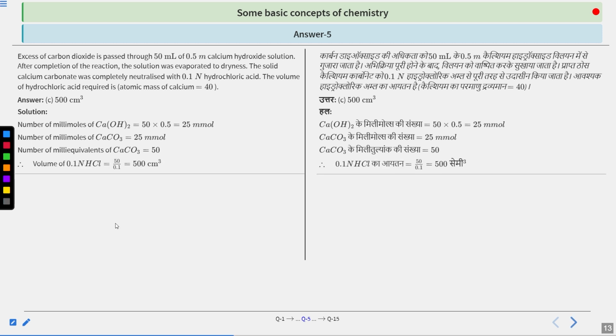So, what is the volume of HCl? N1V1 equals N2V2. Okay, so we have the equivalents. N1V1 will give the equivalents, which is 50. So V1 will be equal to 50 divided by N1. So we simply divide this 50 by the normality, and that will give you 500 centimeter cube of the HCl. So with this 0.1 normal solution, it is 500 centimeter cube. This much HCl will be required to completely neutralize the calcium carbonate that is produced on passing carbon dioxide through 50 ml of 0.5 molar calcium hydroxide solution. Clear?